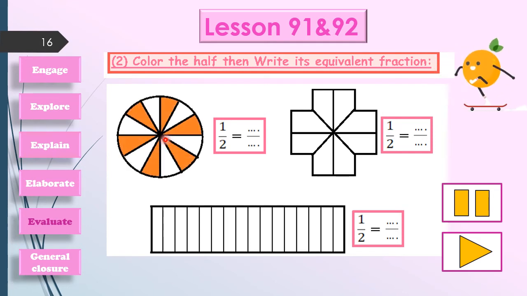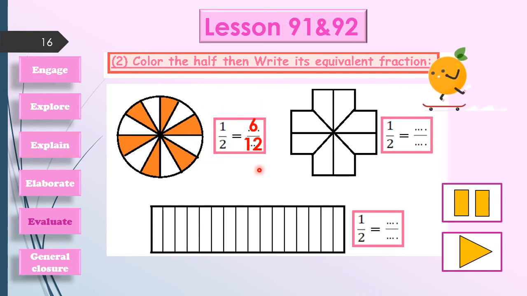Color half of it, and how many all parts? 1, 2, 3, 4, 5, 6, 7, 8, 9, 10, 11, 12. It will be 12 parts in denominator. And how many colored parts have you colored? Yes, 1, 2, 3, 4, 5, 6 parts. 6 parts out of 12. Then half will be 6/12.